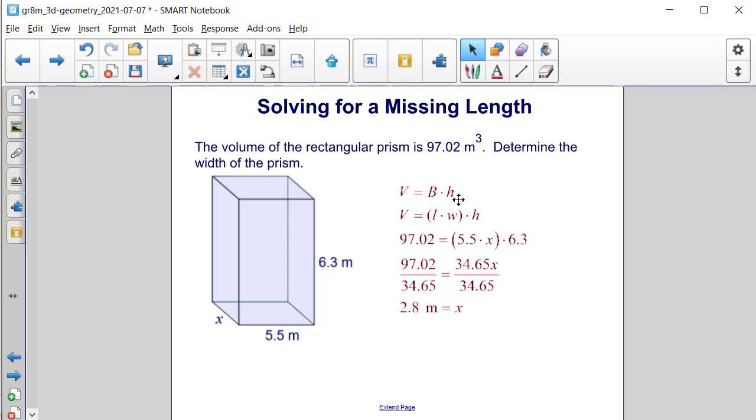And here on this slide, it shows the solution, and it follows the same steps that we utilized to solve by plugging in length times width in for area of the base, and then substituting the known values in and solving for the missing variable using division on both sides of the equation. And the width is 2 8/10 meters.